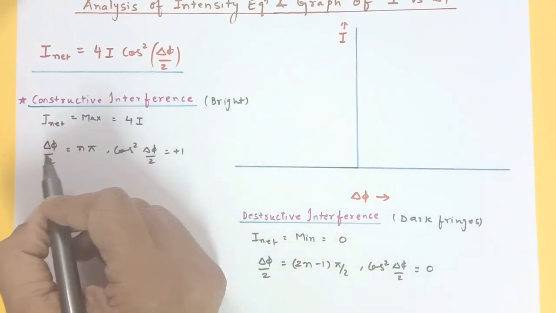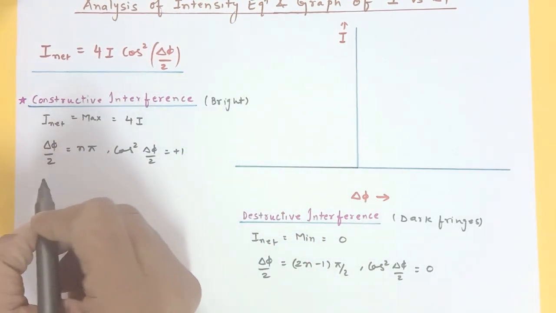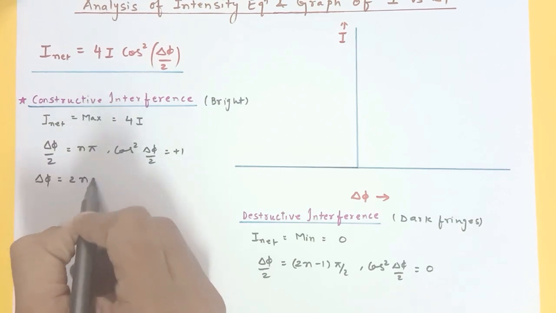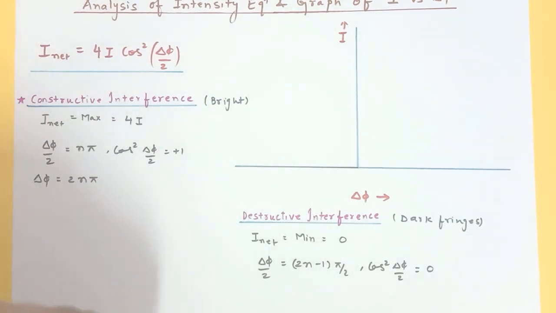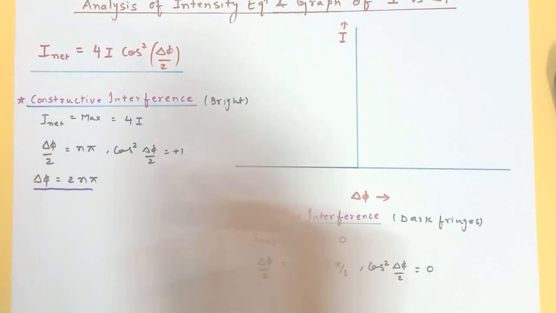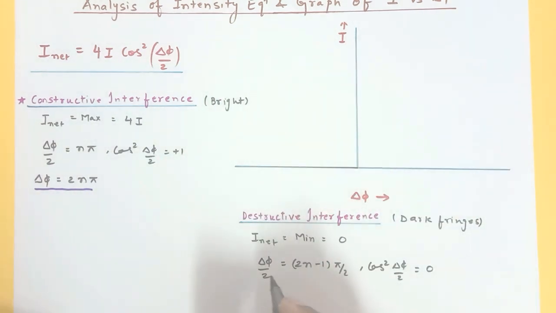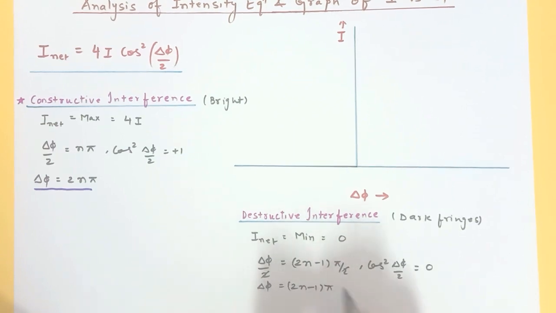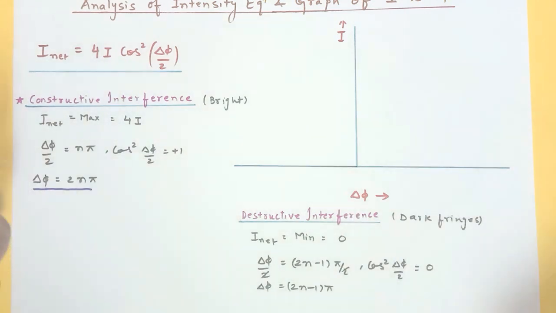So now I know what is delta phi. So instead of delta phi by 2, this 2 goes over here. So delta phi is equal to 2n pi, which is the condition for the bright fringes phase difference. So this is the phase difference condition for bright fringes, and from here 2 and 2 getting cancelled. So delta phi is simply (2n minus 1) pi. So this is the condition for the phase difference for the dark fringes or minimum intensity.